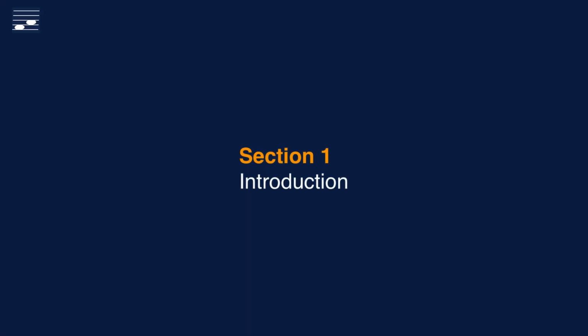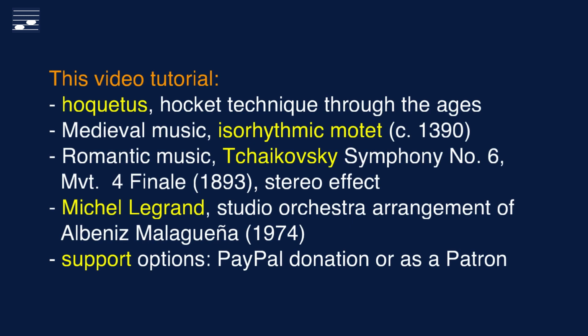Hoquetus technique is the distribution of melody note groups or single notes over alternating instruments, and this tutorial discusses its use in Western music through the ages. We start with medieval polyphonic music from the Ars Antiqua period, and you'll see an example, the French Isorhythmic Motet, Alpha Vibrans Monumentum. Then we fast forward 6 centuries and look at the opening measures in the finale movement 4 from the 6th Symphony by Tchaikovsky from 1893.